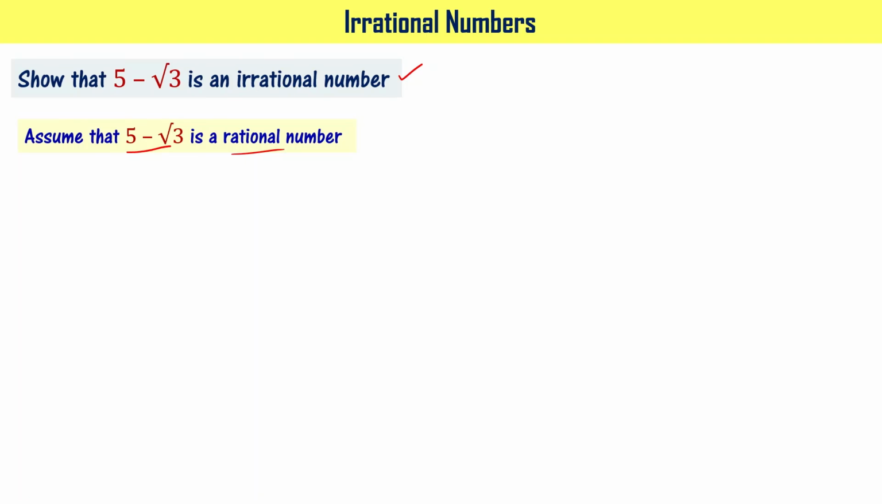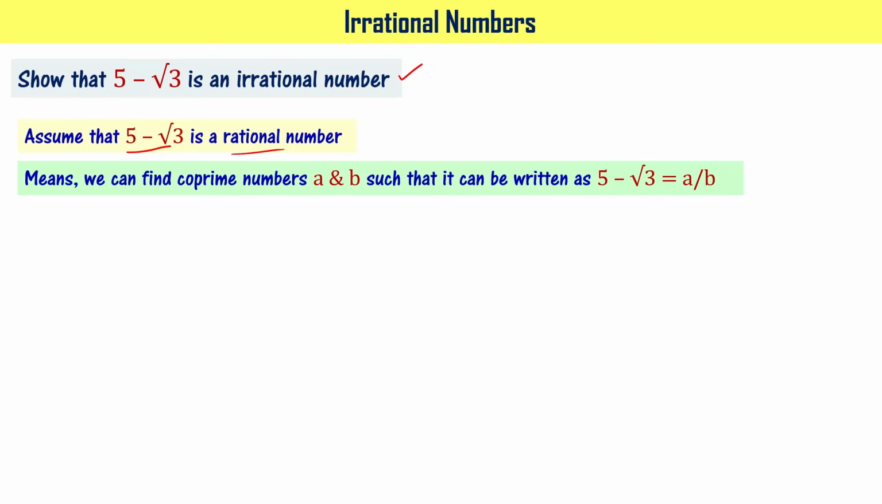It means it can be written as a ratio of two integers. Let me say that it can be written as a ratio of two co-prime numbers a and b, right? That's why I'm writing 5 minus root 3 equal to a by b. You may recall that co-prime numbers means they have only one as the common factor, right?